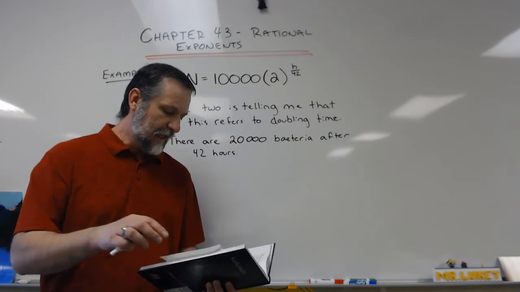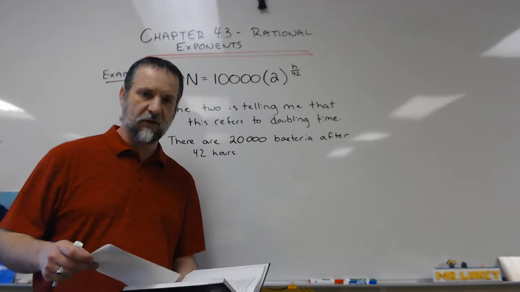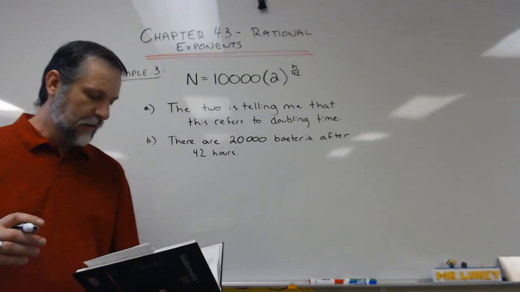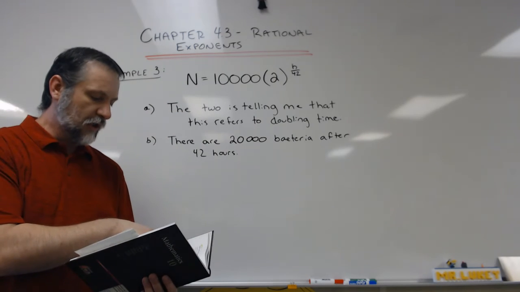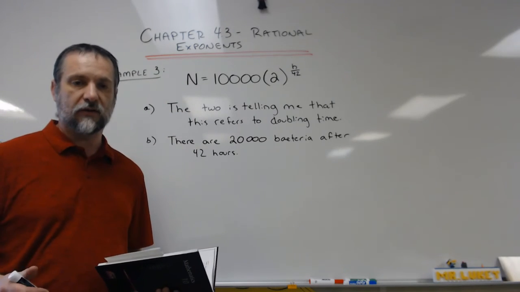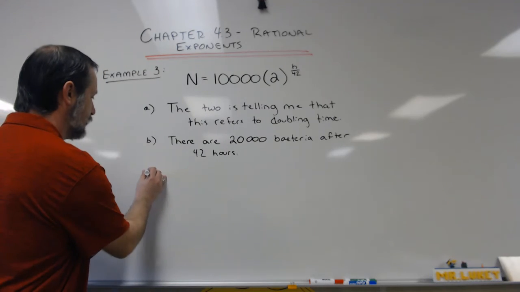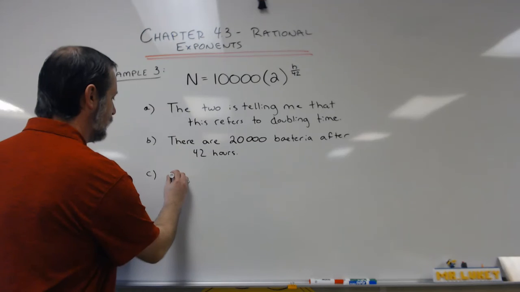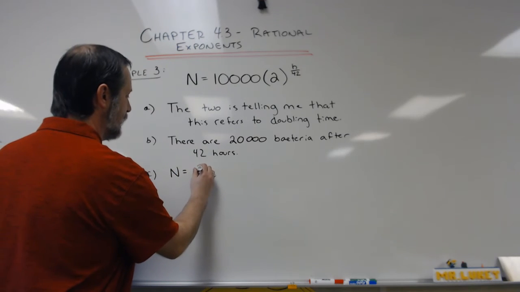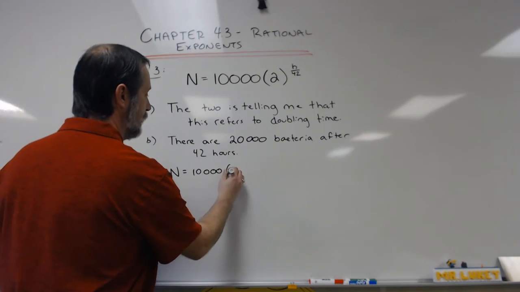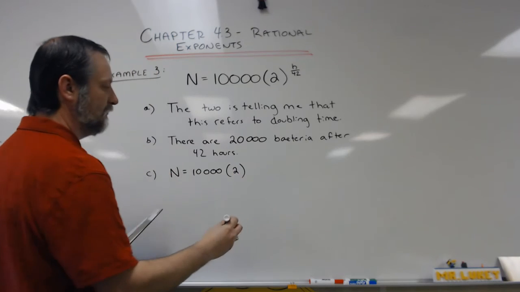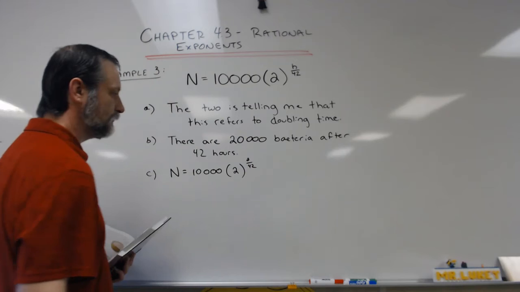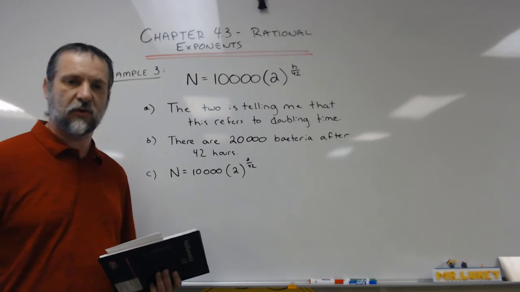In C, now they're actually asking us a little more complex of a question, and we're going to look at how we enter this in our calculator. It's saying, how many more bacteria are present after only 2 hours? So when I'm writing my formula out for this, the number of bacteria is 10,000 times 2 to the power of 2 hours, so 2 over 42. And we would just enter this into our calculator.